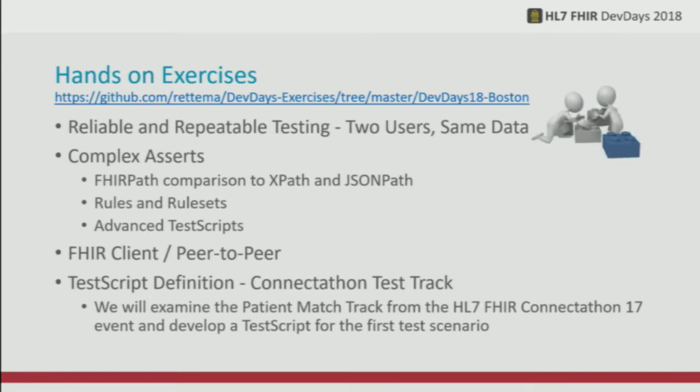We're going to be looking at that reliable, repeatable testing exercise: two users, same data. How do we resolve data conflicts between two tests? Then complex asserts with FHIRPath, XPath, and JSONPath, some examples of rules and rule sets, advanced test scripts, and peer-to-peer. I didn't know if you'd have time for something like this, but from scratch, if I take a test definition from one of the last Connectathons that didn't have a test script, how do we write a test script based on the use case of that Connectathon track?